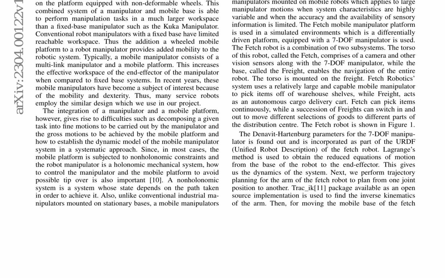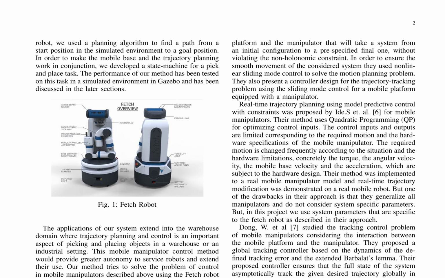various environments. Mobile manipulator control is a complex challenge that requires synchronizing the movement of a mobile base and a manipulator arm. To address this, researchers have developed a planning algorithm to find an optimal path from a start position to a goal position in a simulated environment. This algorithm is integrated with a state machine designed for a pick-and-place task, which is then tested using the Fetch robot in a simulated environment.